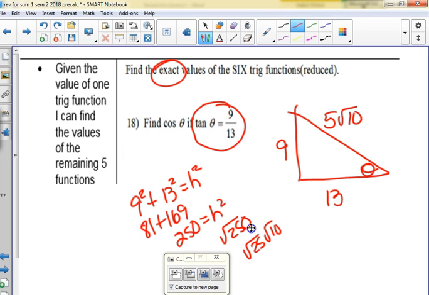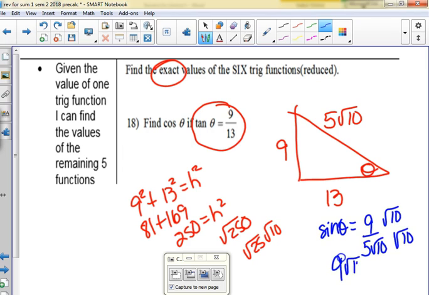Okay. Do I need to do all 6 functions? It's going to ask for 2 or 3 of them, okay? What if I do sine? Nine over 5 square roots of 10, which would become, be careful, 9 square roots of 10 over, what's this going to be? 50, and that doesn't reduce.